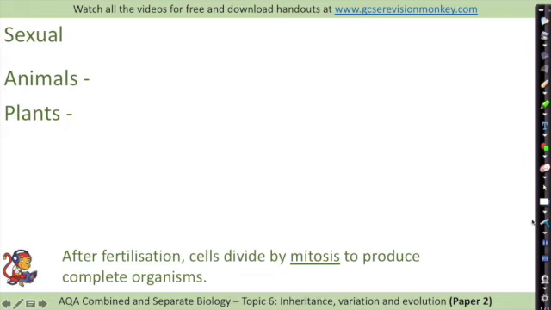Next, we'll talk about reproduction. The first one that we're going to talk about is sexual reproduction. With animals and plants, that involves the sex cells called the gametes. In animals, this is the sperm and the egg. And in plants, this is pollen and the egg.